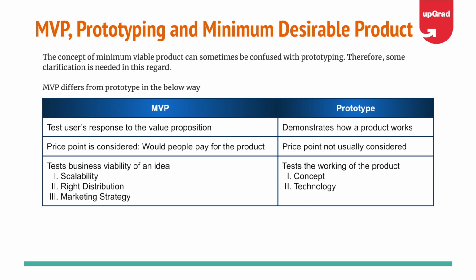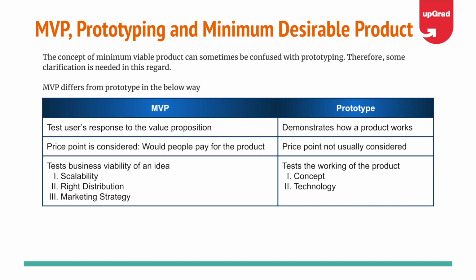The concept of minimum viable product mostly is the one that is confused with prototyping. So let me start with clarification in this. MVP differs from prototype in the following way. In the MVP, you test the user's response to the value proposition. A lot of times price point is also considered, because you want to see whether people would pay for the product if it's going to be a paid product. And it also tests business viability of an idea.